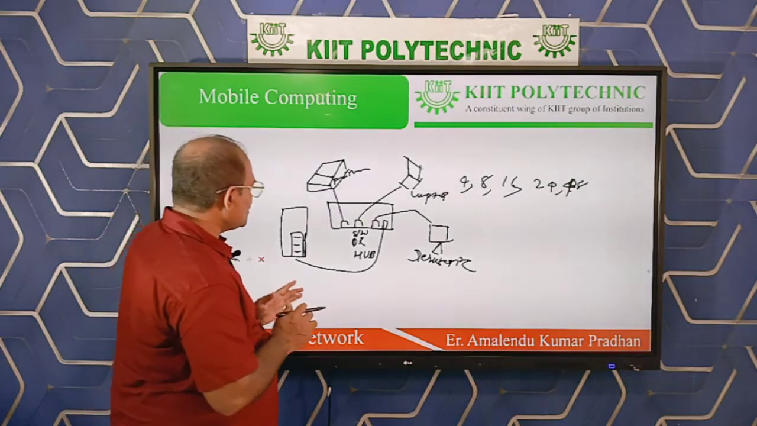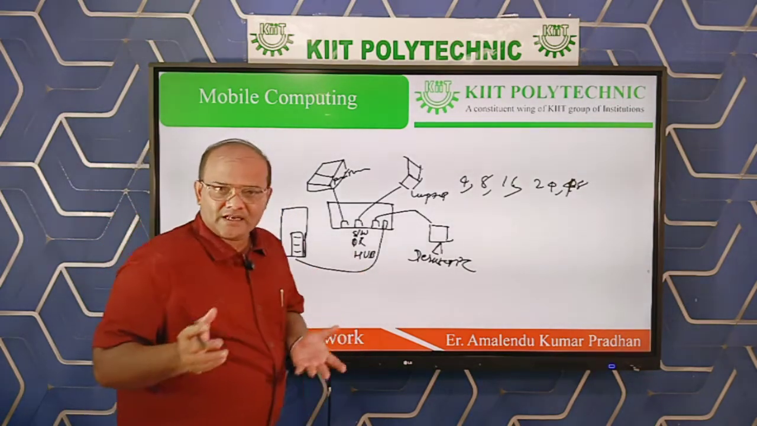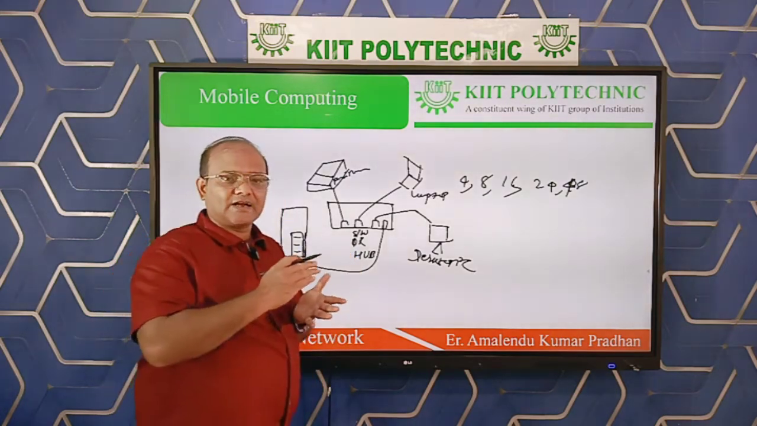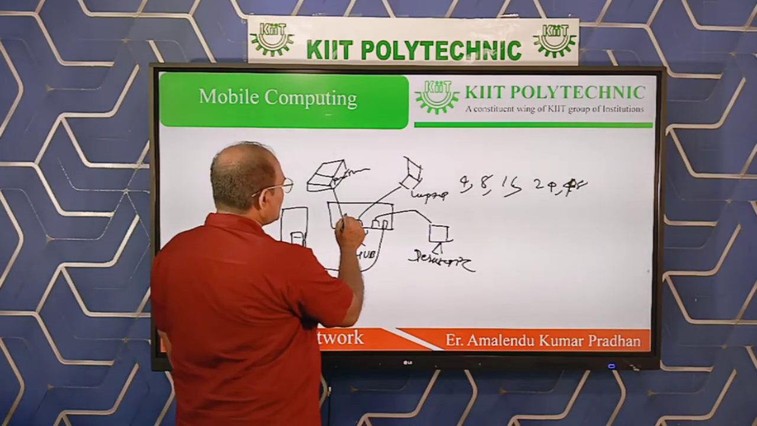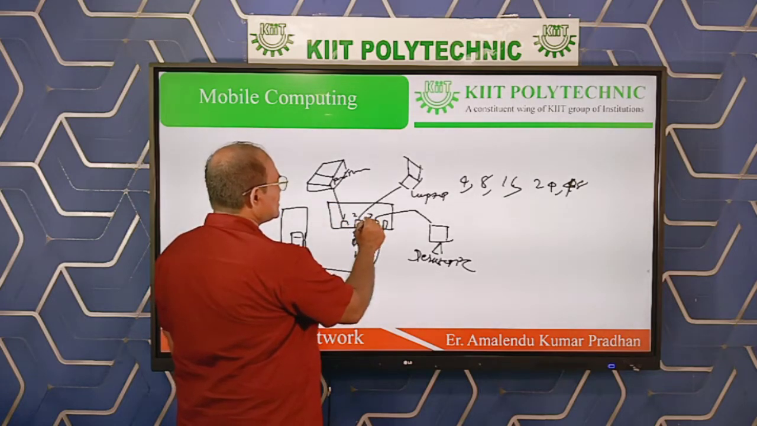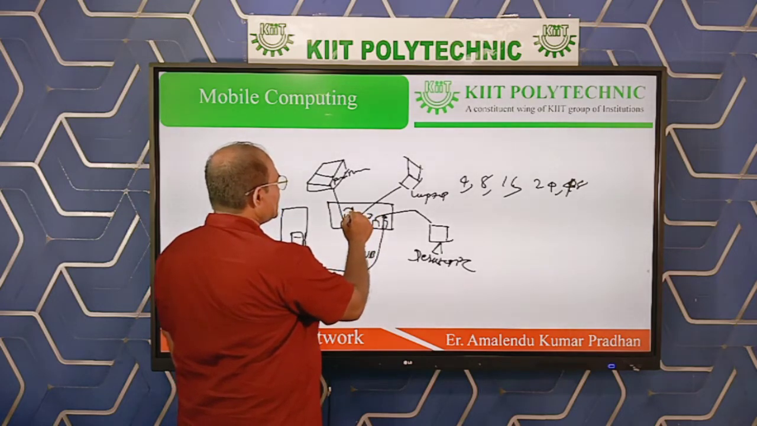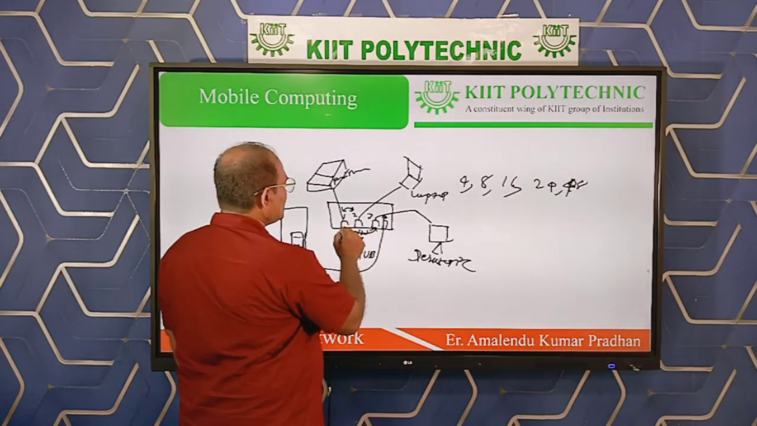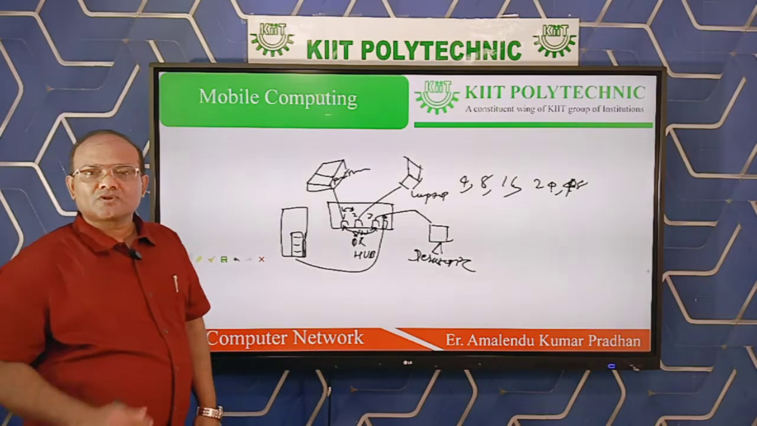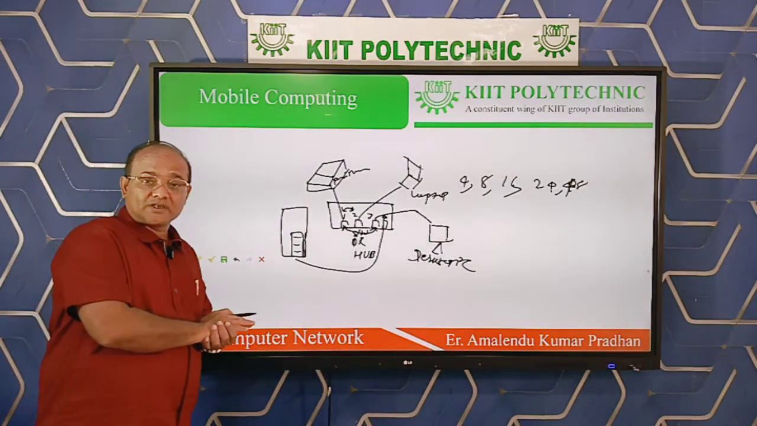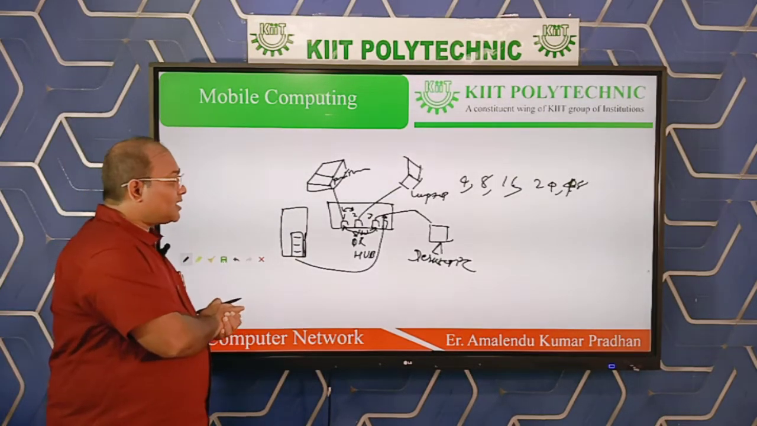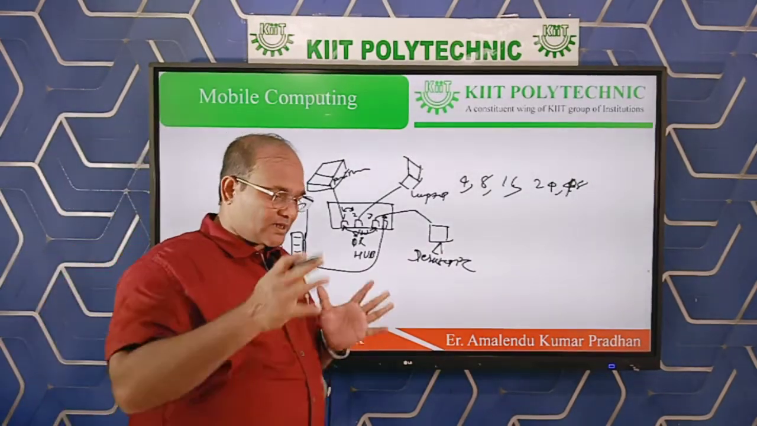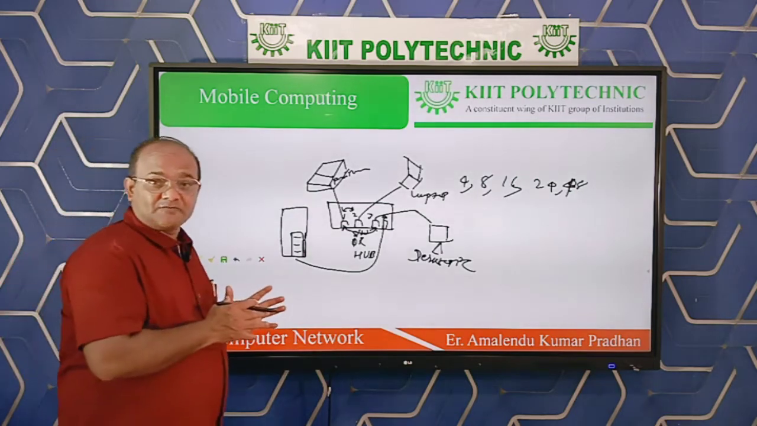Why am I talking about switch? Because it's not like your electrical switch. Switch means it is switching data from port 1 to port 2, say. Data can be directly switched from 1 to 2, or 1, 2, 3, whatever. Data switch ho jata hai, isliye usko switch bola jata hai. But in case of hub, the hub is broadcasting the message. So this is the basic difference.